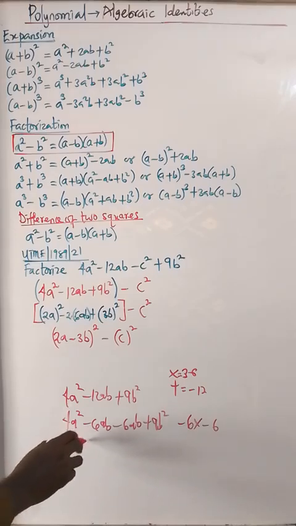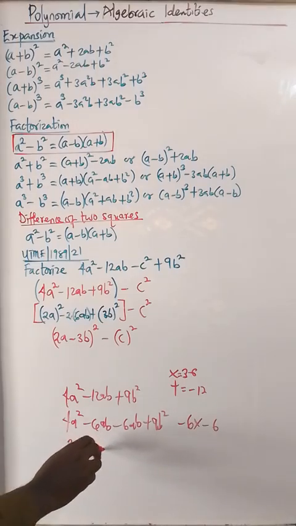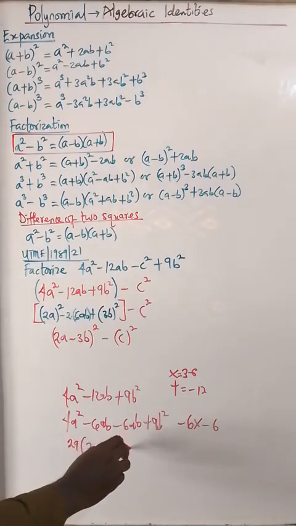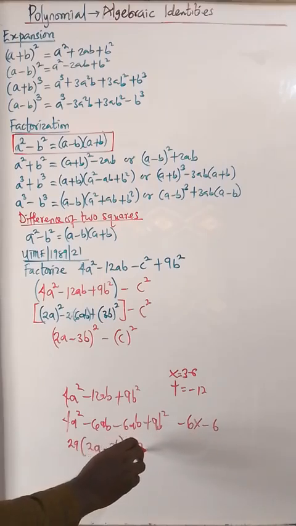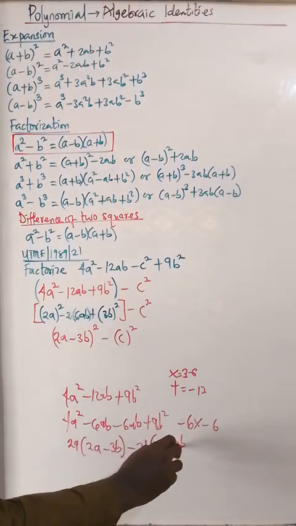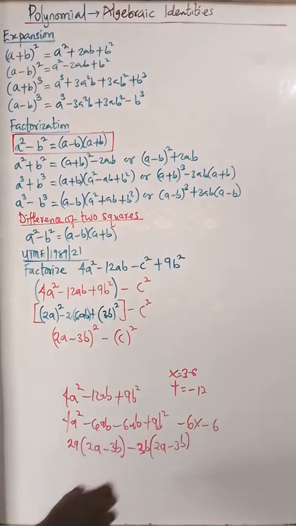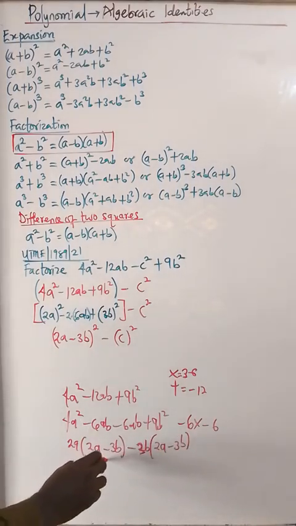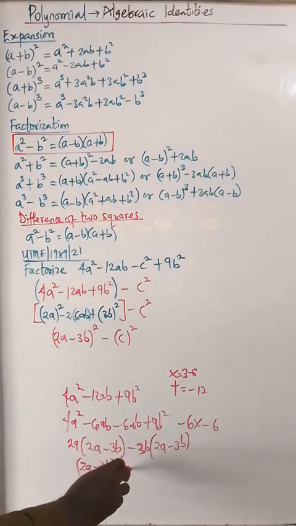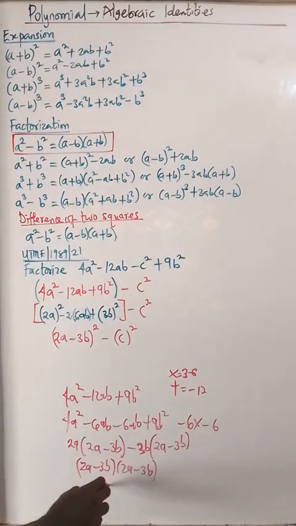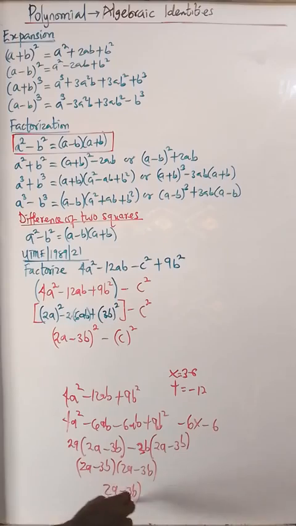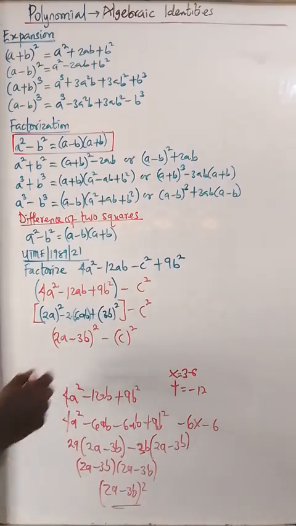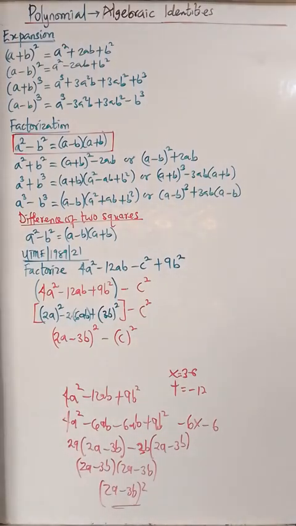Here 2a is common, so we have 2a minus 3b. Minus 2b is common, that's 2a minus 3b. Sorry, 3b is common here. So from here we have 2a minus 3b common, and we are left with 2a minus 3b. And this gives what? 2a minus 3b all squared. Simple as this. That is the perfect square.